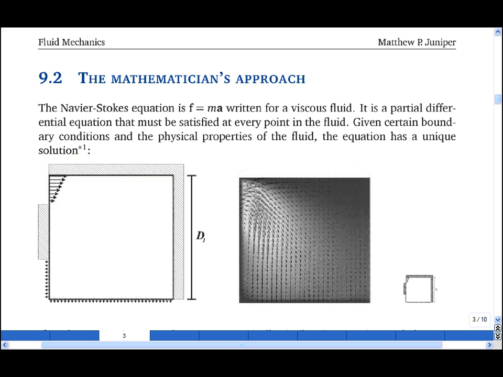Having considered the philosopher's approach to dimensional analysis, let's now consider the mathematician's approach. The mathematician's approach is to say that the Navier-Stokes equation, which is the momentum equation for a viscous fluid, combined with the conservation of mass, gives us a set of partial differential equations that must be satisfied in our space. Given a set of boundary conditions and the physical properties of the fluid, the equation has a unique solution. Now actually the poor mathematicians have yet to prove this formally, but we'll leave that problem to them.